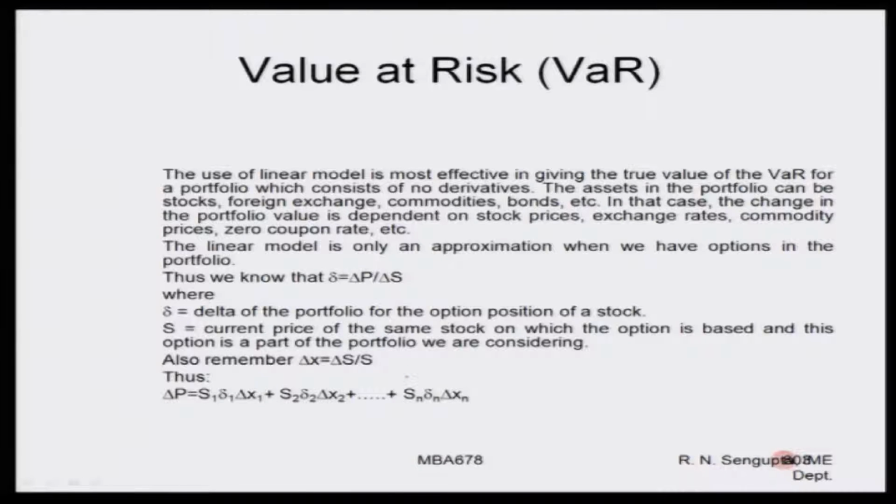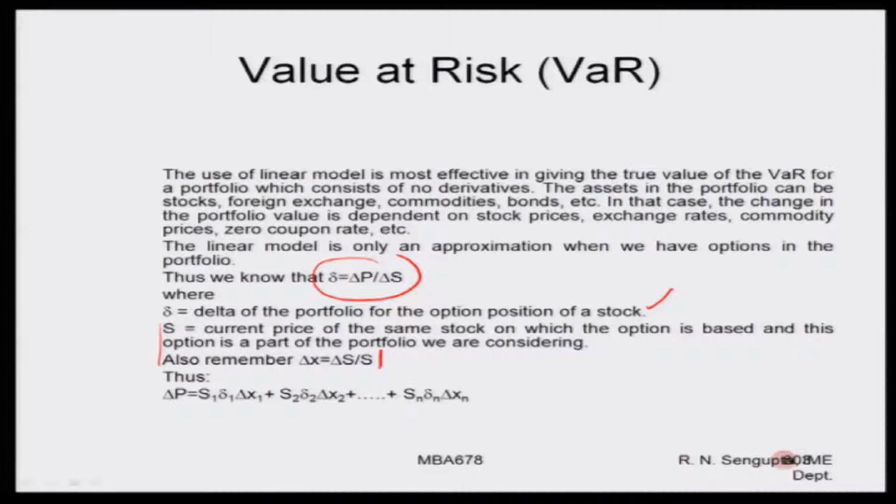Now, if you remember the concept of delta, vega, and omega and all these things. Why are we using the delta concept? Delta is the change of the portfolio with respect to the change of the stock price. So here delta is the value of the portfolio for the options consisting of a stock. We will find the delta value for each and every stock and how the portfolio changes with the rate of change of the spot price. S is the current price of the same stock on which the option is based, and this option is part of the portfolio we are trying to calculate.